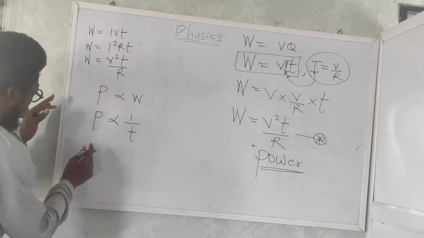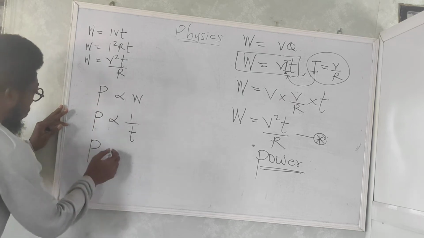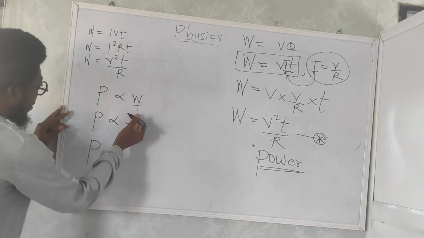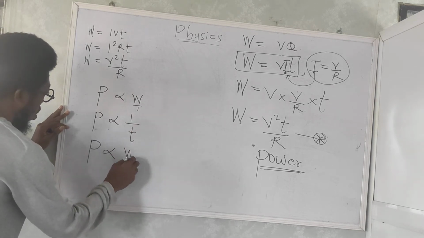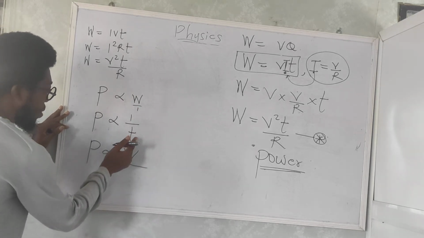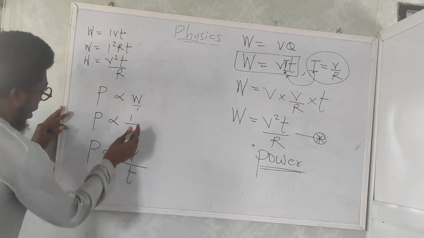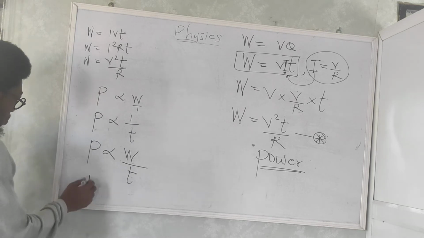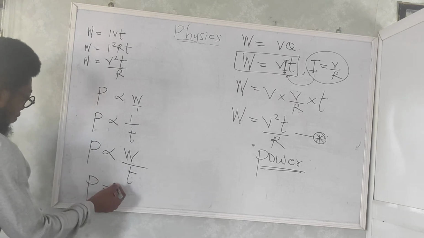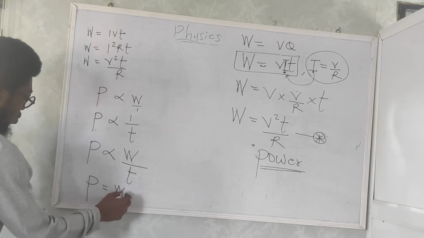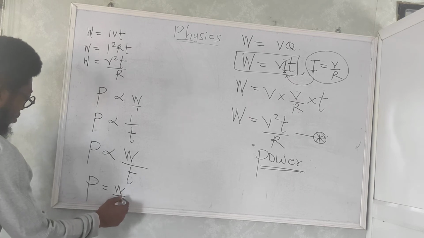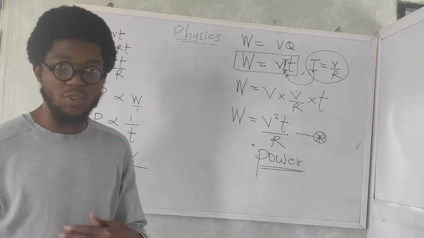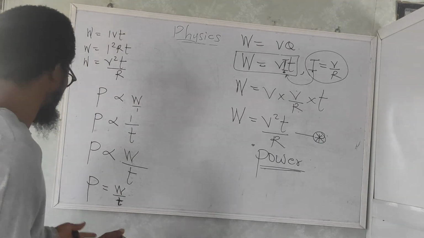By merging the 2 relations, power is proportional to work over 1 times 1 over time. Work times 1 is work, 1 times time is time: numerator times numerator, denominator times denominator. So if I introduce a constant which is 1, power equals work over time. So power can be defined as the rate of doing work. At what rate do you do work? That's what we call power.